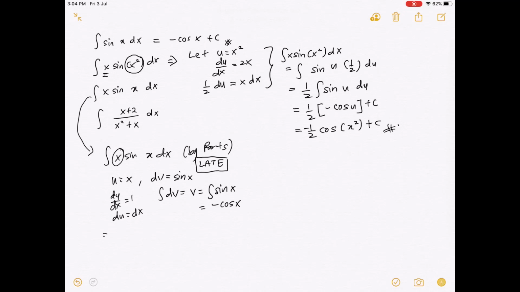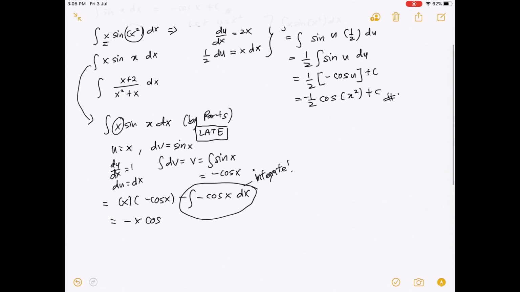Okay, so everything will be uv minus the integration of v du. u is x, v is negative cos x, minus the integration of v du: negative cos x, du is dx. Remember this part, you still have to integrate. So I will have negative x cos x plus the integration of cos, which is sine.